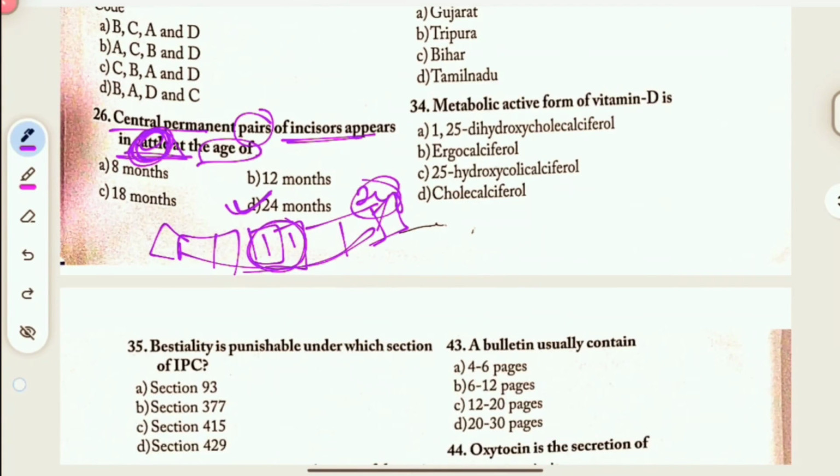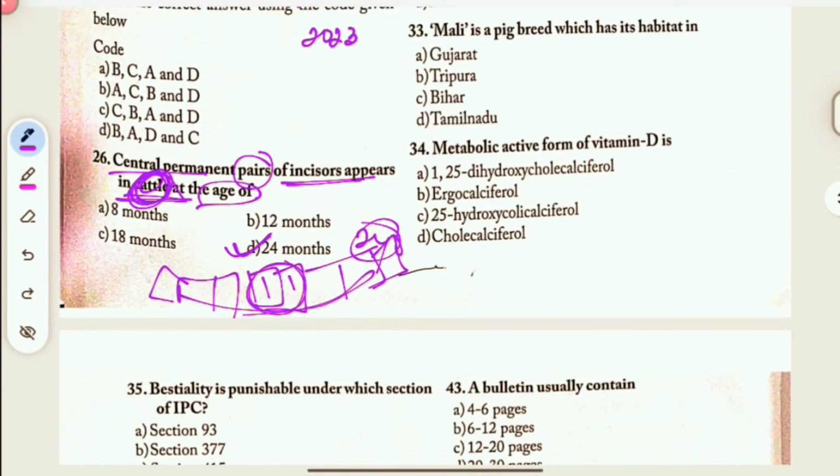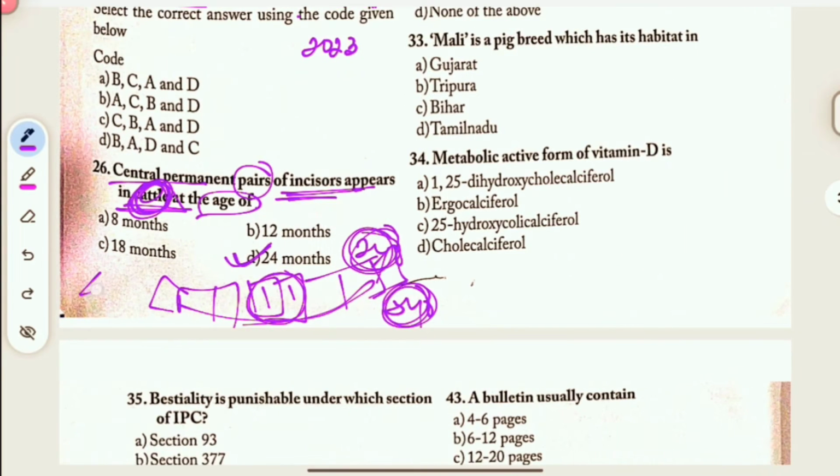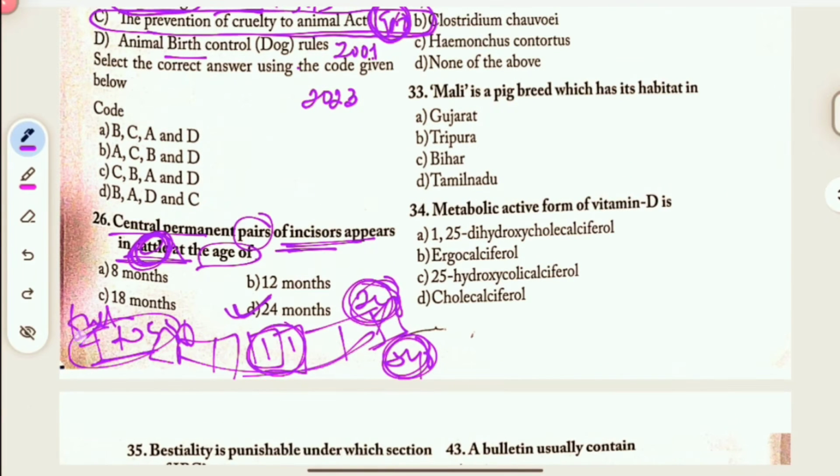And one can also ask by which year the second pair of incisors will develop. For the second pair of incisors, the answer is 3 years. By the end of 3 years, the second pair of incisors will develop, and at the age of 2 years, the first pair of permanent incisors will appear. And then by 4 to 5 years, the animal will become full mouth. So this is for cattle. You just have to add 1 year extra for buffalo. So it takes 4 to 6 years for buffalo to get full mouth. So this is question 26.